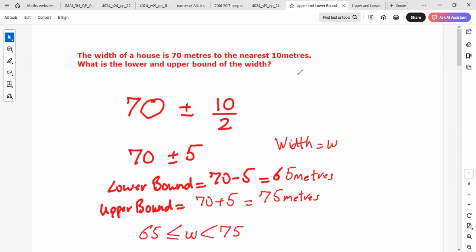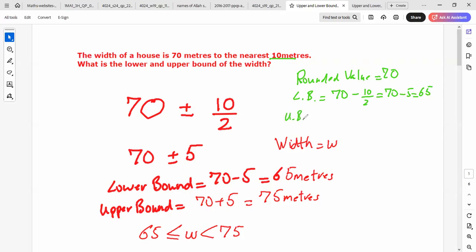So in this case, the rounded value is 70. And to find the lower bound, which I'm abbreviating as LB, you will subtract the half of 10. You're rounding to the nearest 10 meters, so you will subtract the half of 10 to find the lower bound. So this will be 70 minus 5, which is 65. The lower bound is 65.